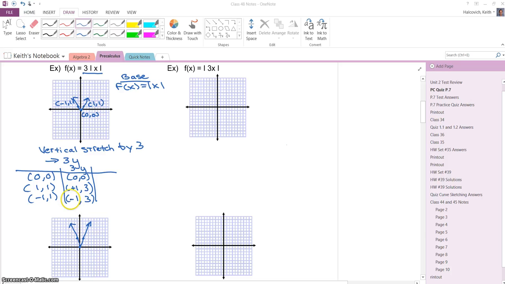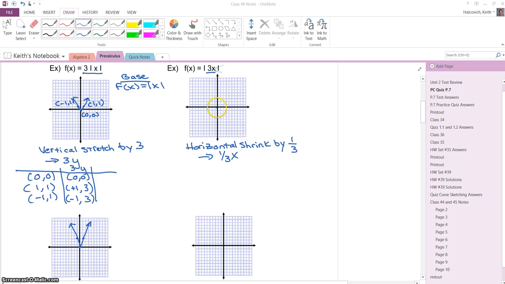When we multiply inside the function, it is considered to be a horizontal shrink by a factor of, now remember, inside the function is always opposite. Like for example, if there's absolute value of x plus 5, we would do to the left. So here when we multiply by 3 inside, we're actually dividing by 3. So it's a horizontal shrink by a factor of 1/3. So you take every x and you multiply it by 1/3.